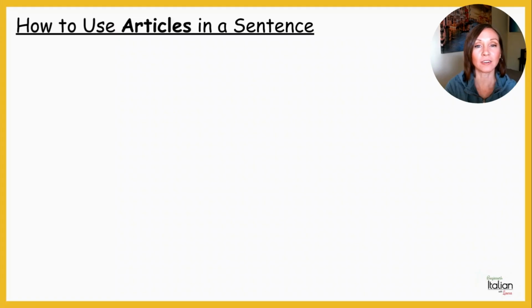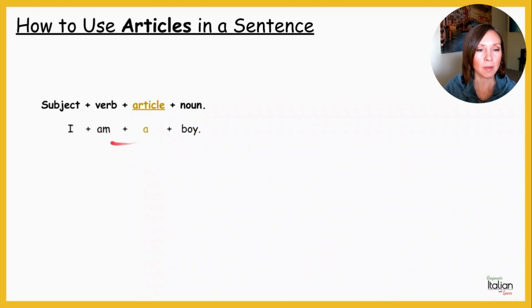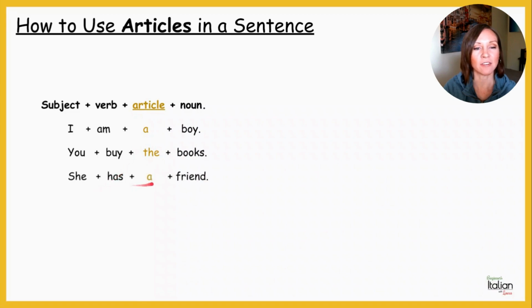How to use articles in a sentence. Okay, so in English, we have subject, verb, article, noun. For example, I am a boy. Okay, a would be the article. You buy the books, the being the article, and she has a friend. Okay, a being the article.